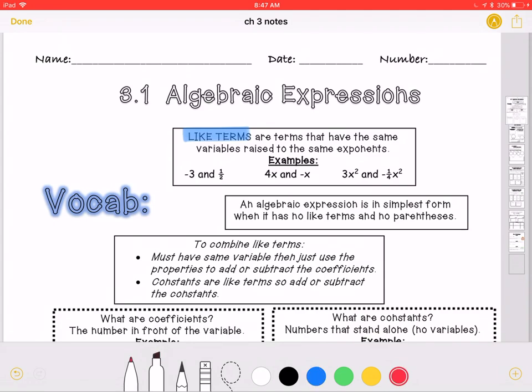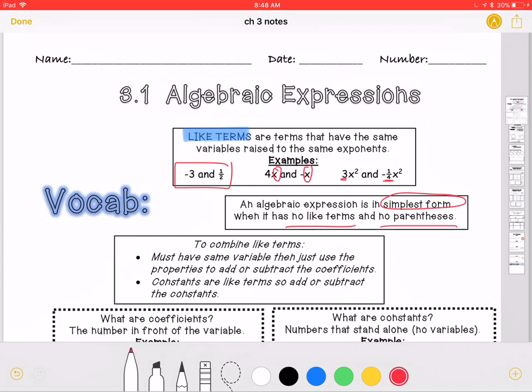So hopefully what you noticed is that all that matters is that they have the same variable raised to the same power. The number out front does not have to be the same. Just like with numbers that stand alone, they don't have to be the same number to be alike. So next, an algebraic expression is in simplest form when it has no like terms and no parentheses. So we say that it's simplified when there are no more like terms and there are no parentheses.